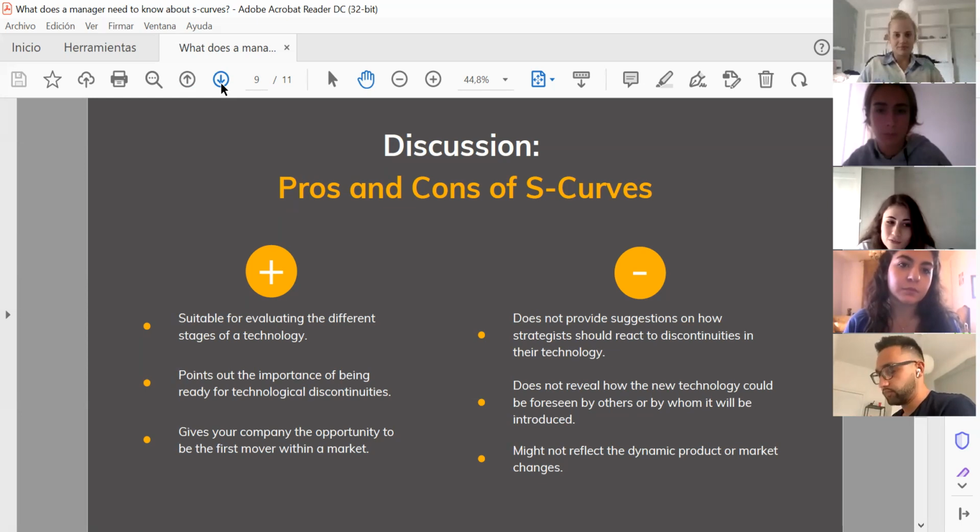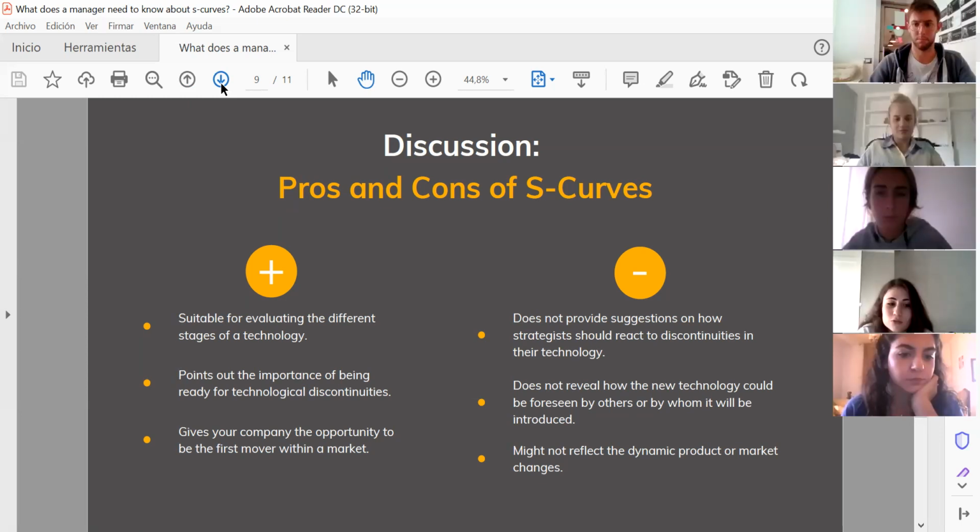Start with the disadvantages. The first one is that it offers no suggestion on how strategies should respond to discontinuance in their technology. And of course, it does not specify how others might foresee the new technology or who will introduce it. And it may not reflect dynamic change in the product or market.